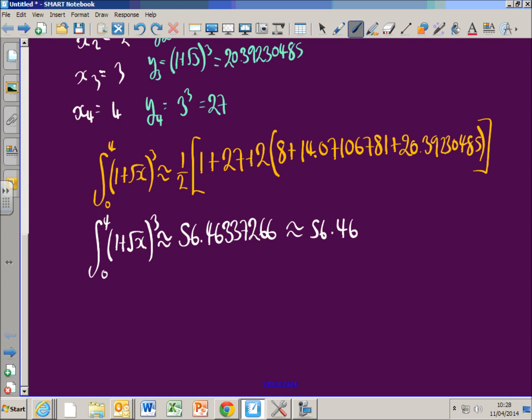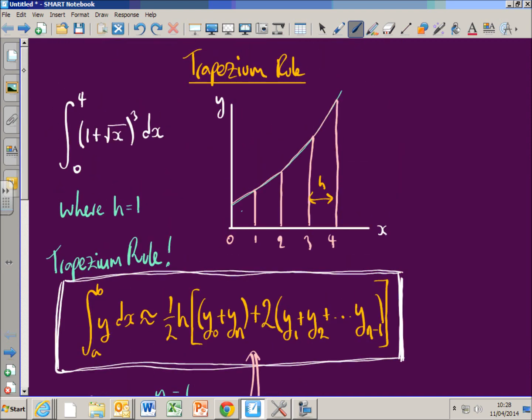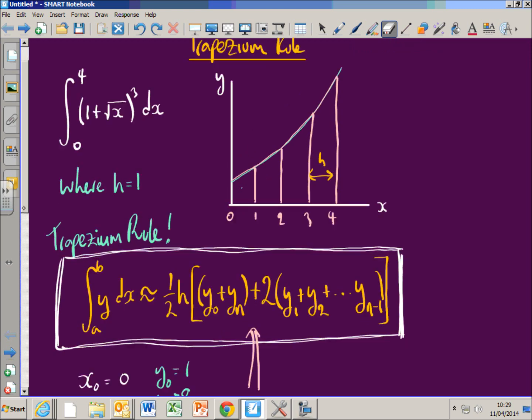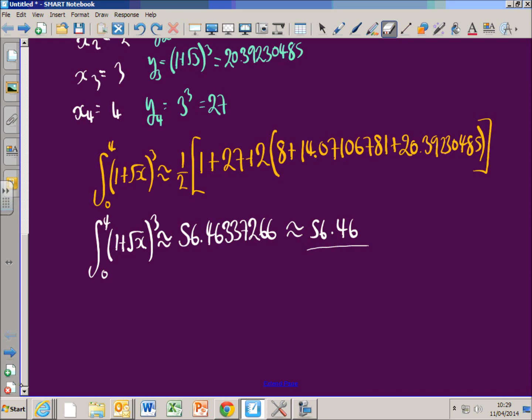56.46. Now, when I drew the graph, we were doing the trapezium on there, and we said if the graph's right, which I don't know, I think it might be a bit straighter than that. But if the graph is curved like that, it's going to be an overestimate, yeah? If the graph is curved like this, it's going to be an underestimate, okay? And how could I make it more accurate? Use more strips, yeah.